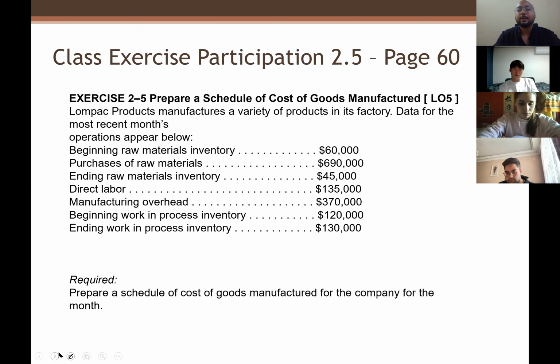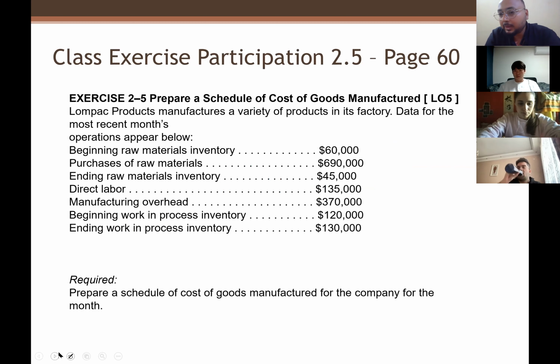Here we go. Now prepare a schedule of cost of goods manufactured. Cost of goods manufactured, not cost of goods sold. So what is the formula for cost of goods manufactured? Use your accounting knowledge. Cost of goods manufactured means total goods that are manufactured in the company, not sold, in the company.